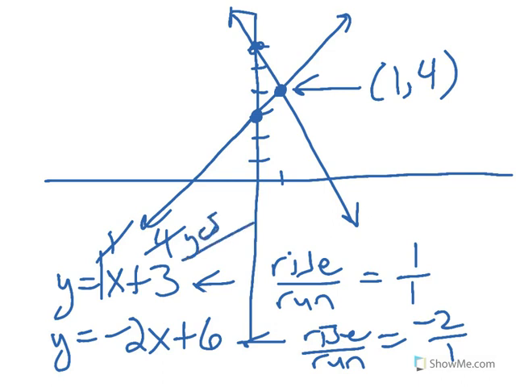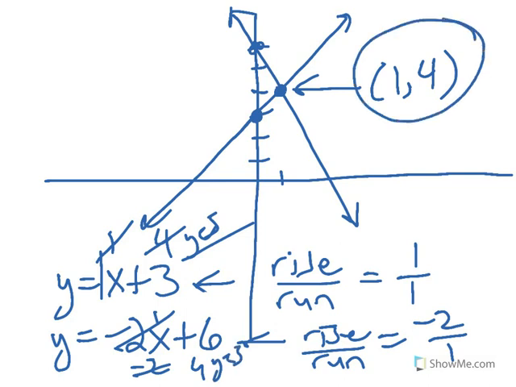For the second equation, put 1 in for x. Negative 2 times 1 is negative 2, and negative 2 plus 6 is 4. So yes, it works there too. This point satisfies both equations. When you substitute the values in for x and y, you get two true statements. That means that this is the solution of our system.